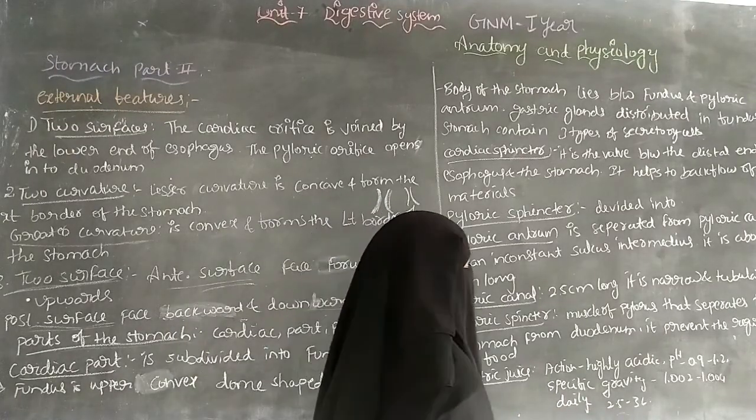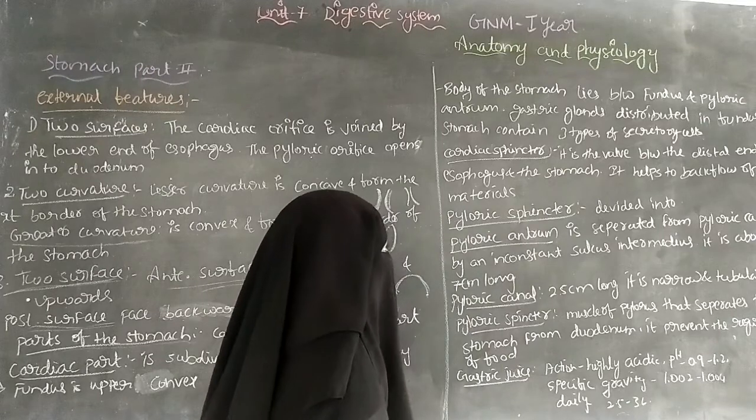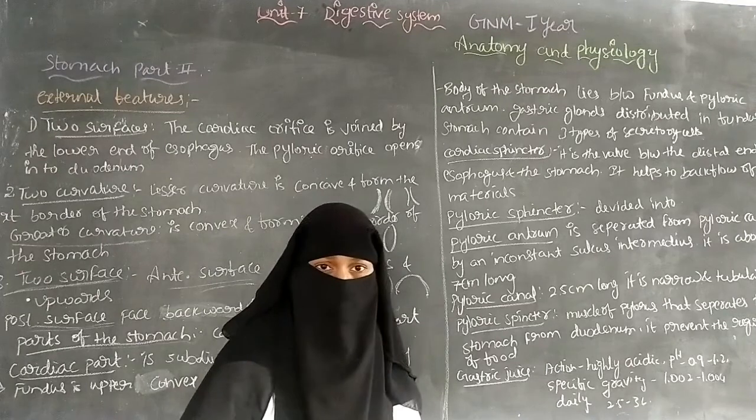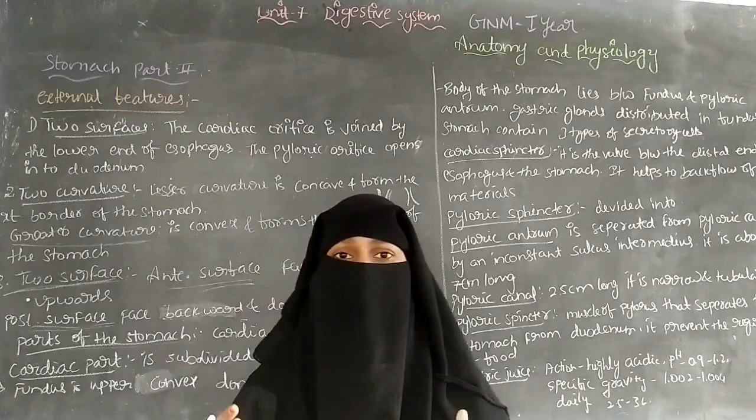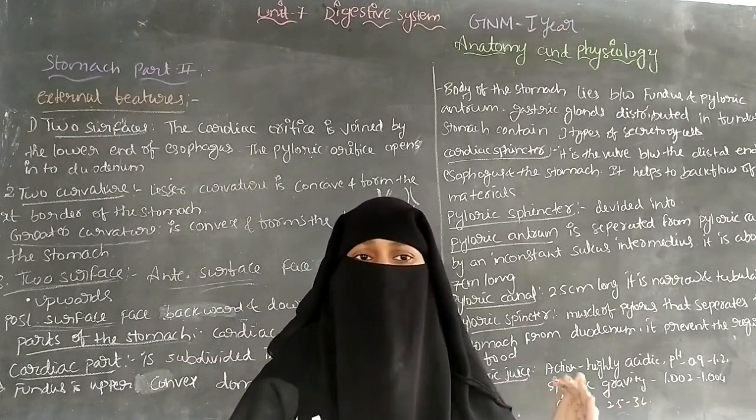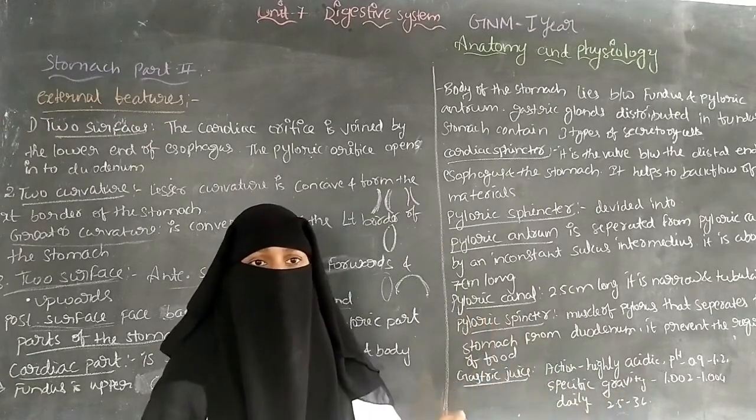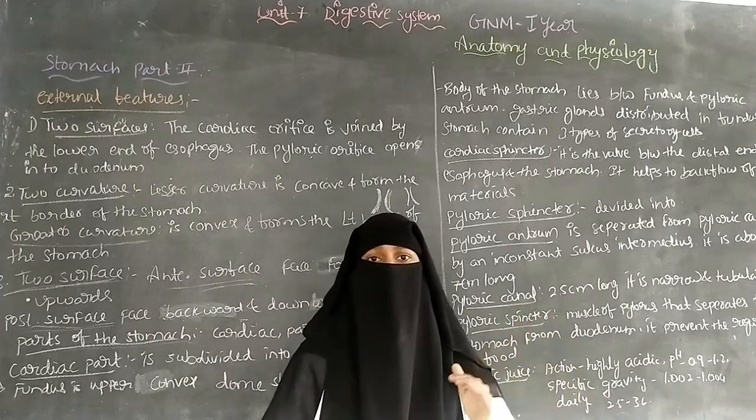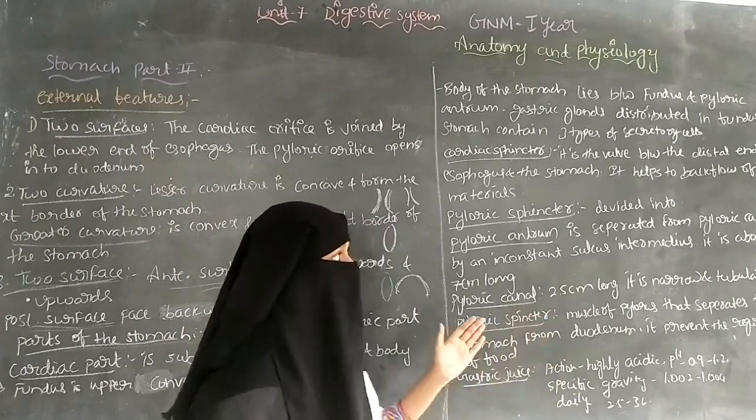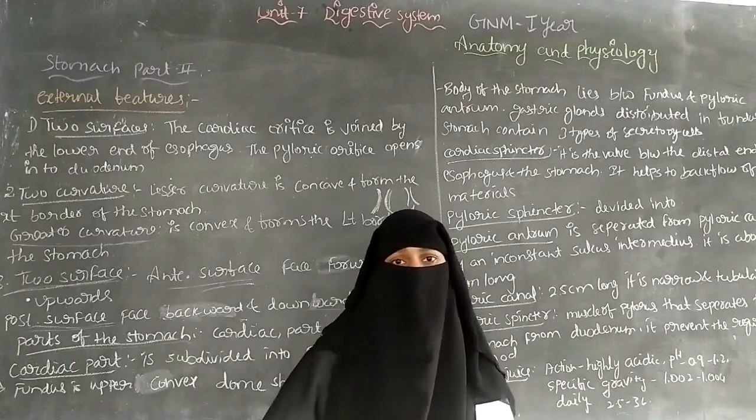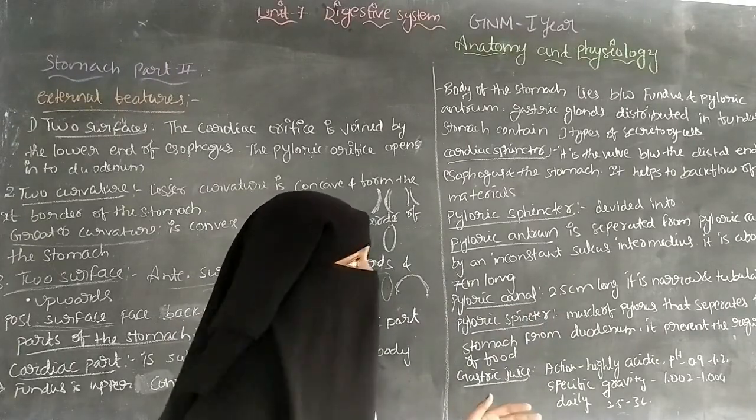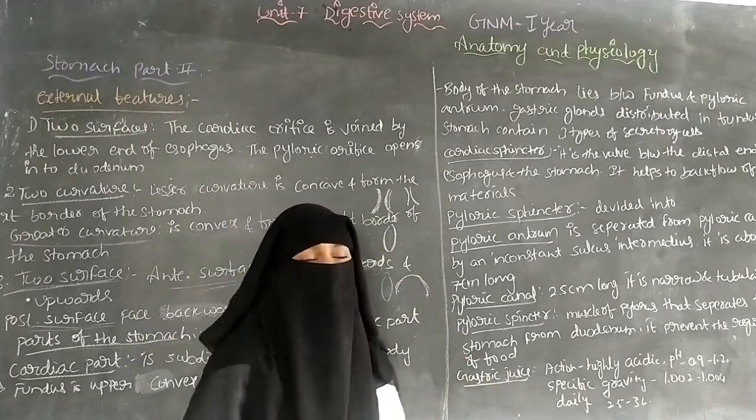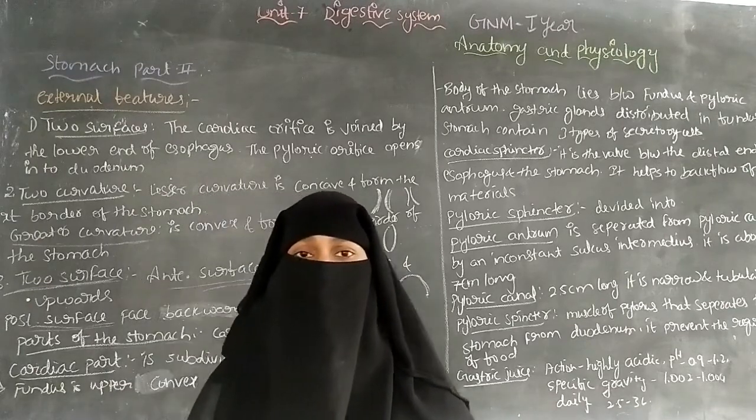The gastric glands are distributed in the fundus and stomach and contain three types of secretory cells. In the stomach there are gastric glands, and the secretory cells are secreted by these glands. The secretory cells include the mucous cells, the chief cells and the oxyntic cells, which are distributed in the stomach.